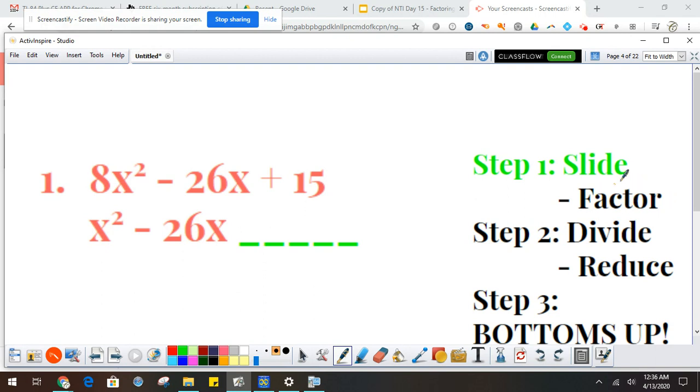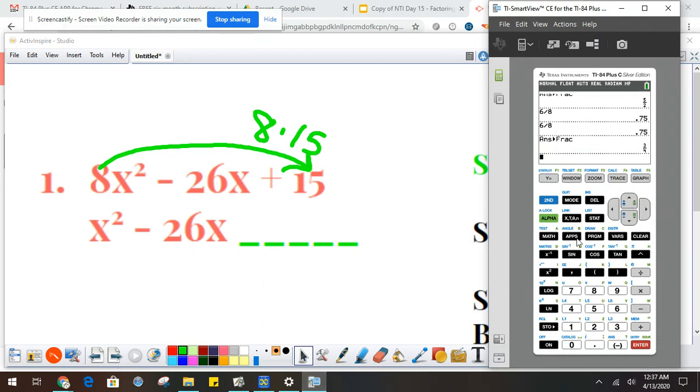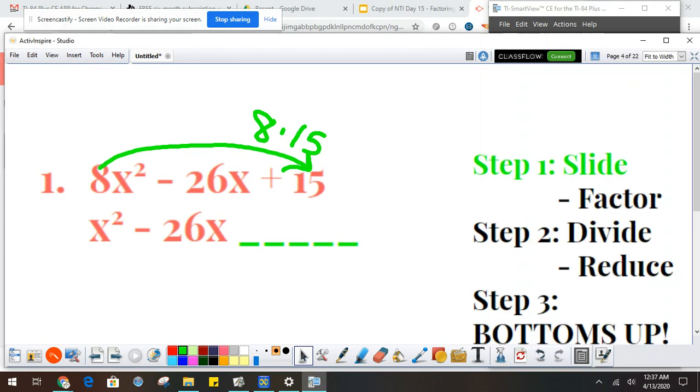Why do we want to do that? Because you guys are pretty good at factor x, but you can't use factor x with a number in front. So we're going to slide that number out of our way by multiplying it to our end number. We're going to do 8 times 15. Now, most people don't do 8 times 15 in their head. I have given you a link on Google Classroom to this calculator, and you can use that one. It's kind of like the one we had in class, so I'm going to use that one, and I'm going to find out what 8 times 15 is. 8 times 15 is 120.